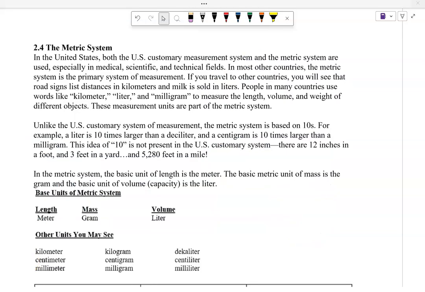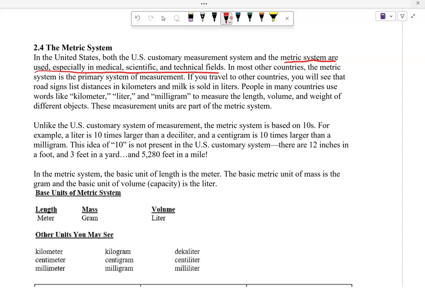Well, that brings us to section 2.4, the metric system. We're one of only a couple countries that uses the U.S. customary measurement system. The metric system, frankly, is superior, you guys. And, of course, scientists and engineers will oftentimes use the metric system, right? Because it's all base 10, right?